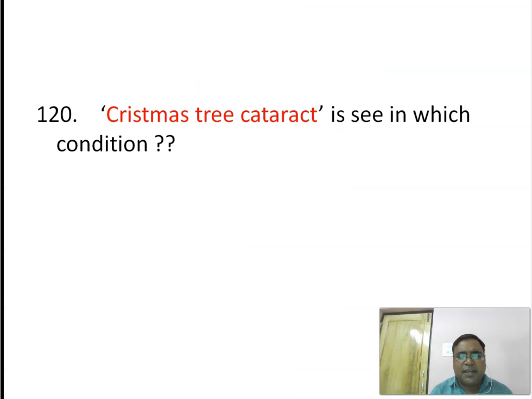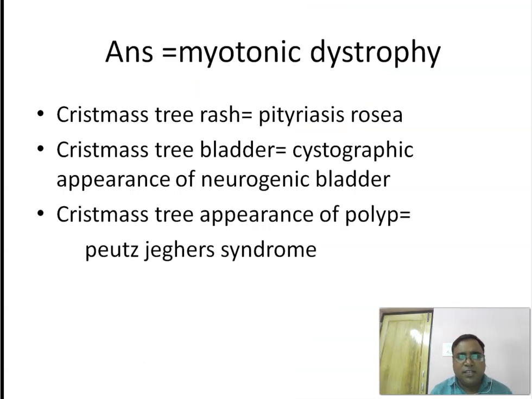Next, Christmas tree cataract is seen in which condition? The answer is myotonic dystrophy. Related to this, Christmas tree rash we can get in pityriasis rosea. Christmas tree bladder we can get in the cystographic appearance of neurogenic bladder. Similarly, Christmas tree appearance of the polyp, we can get as the histological finding in Peutz-Jeghers syndrome.